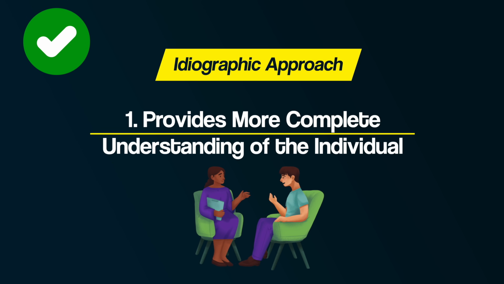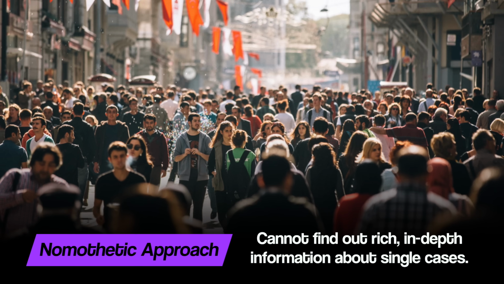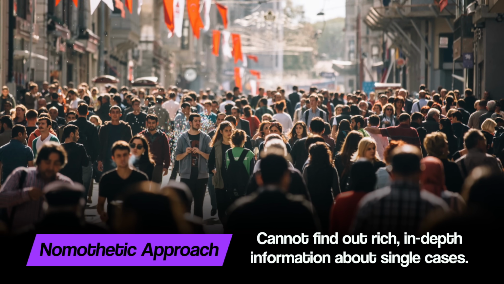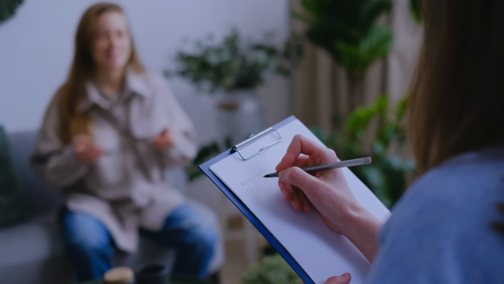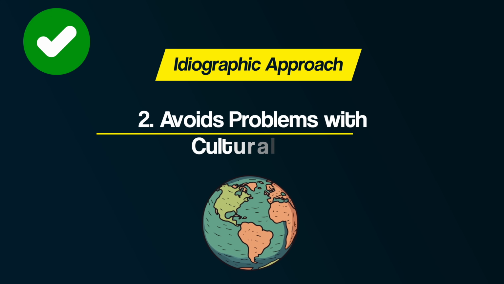This is because a nomothetic approach cannot find out rich, in-depth information about single cases. An idiographic approach, on the other hand, uses qualitative measures which provide more insight into a person's behaviour, and it provides more meaningful information. Number 2, avoids problems with cultural bias.